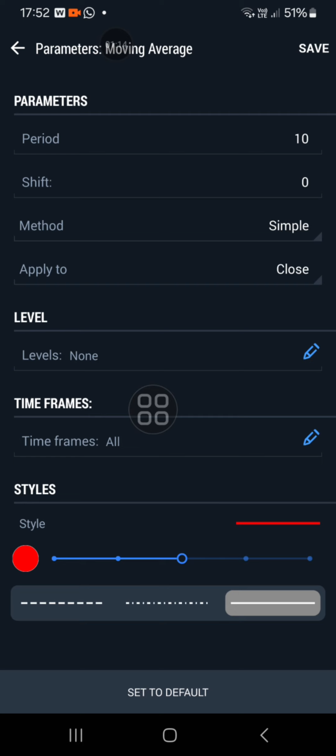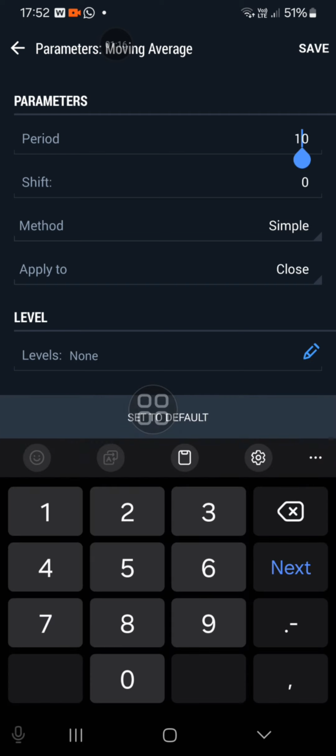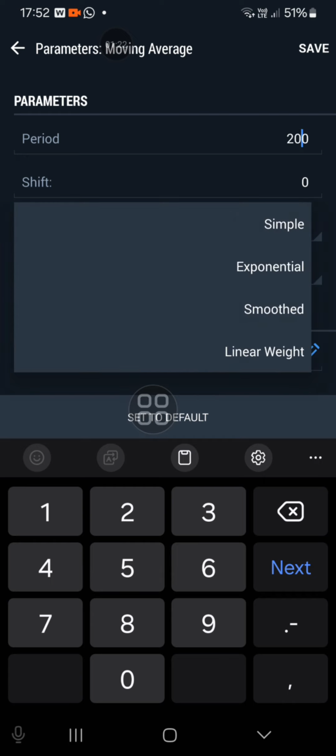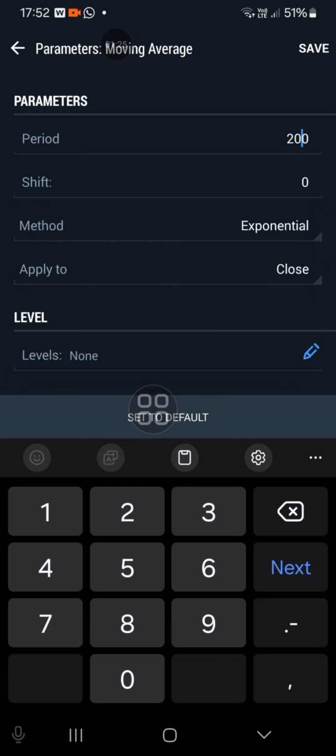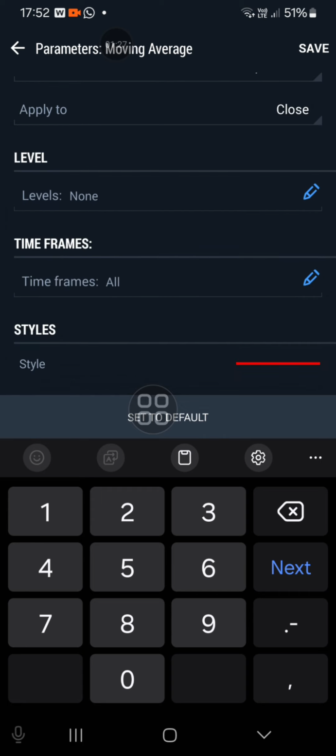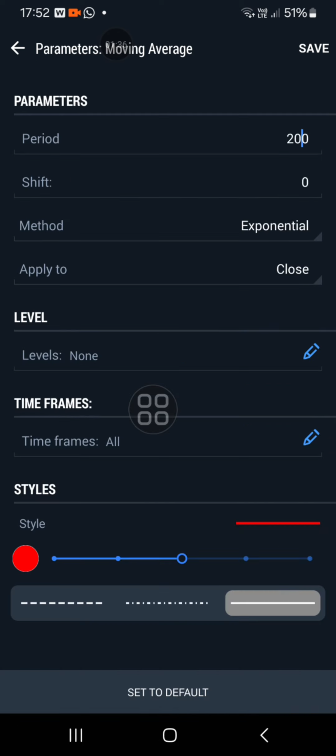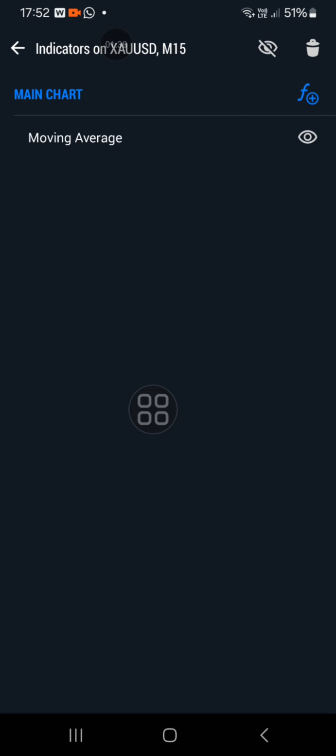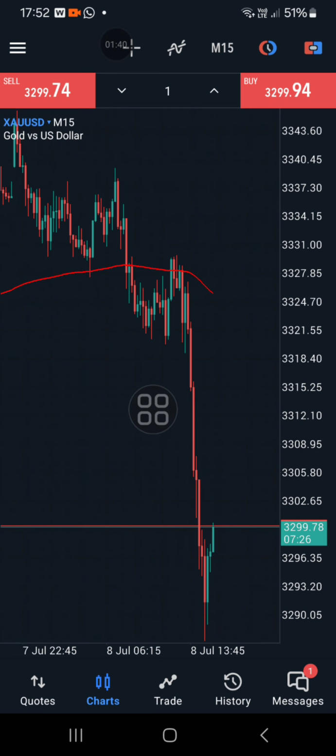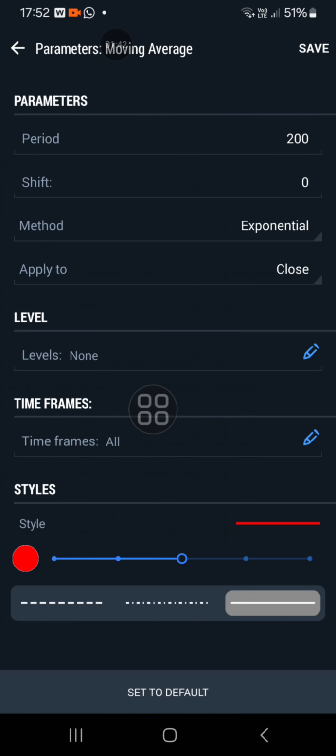On the moving average, we are going to insert a moving average with a period of 200, and the shift 0. Method is going to be exponential. Then apply to close. Then on the levels we have none. Then we're gonna go down on style. On style, I'm gonna make use of the color red, and that's it. I'm gonna save. Coming back to our chart, we now have this red line. Let me make it a little bit visible.